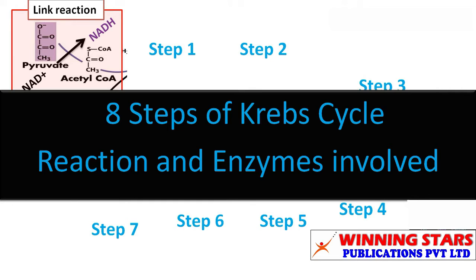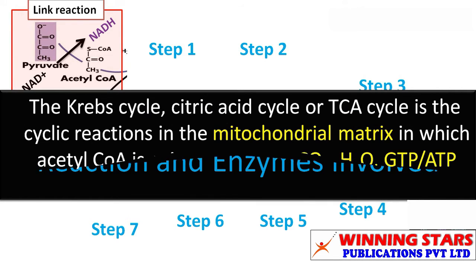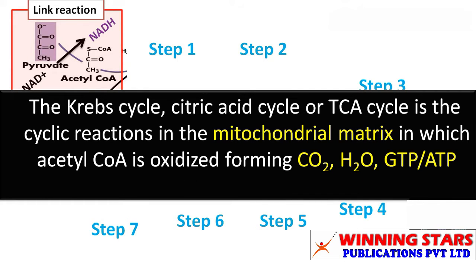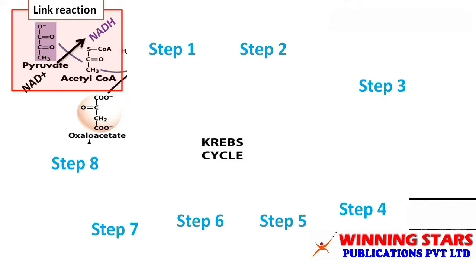Let's begin with the definition of Krebs cycle. Krebs cycle or citric acid cycle or TCA cycle is the second phase of aerobic cellular respiration. It's a cyclic reaction that occurs in the mitochondrial matrix where acetyl coenzyme A is oxidized, forming carbon dioxide, water, ATP, NADH and FADH2. Let's move into the details of the reaction.